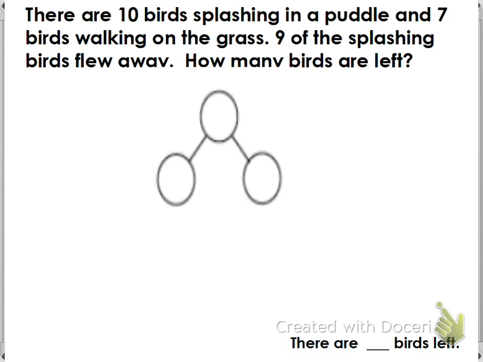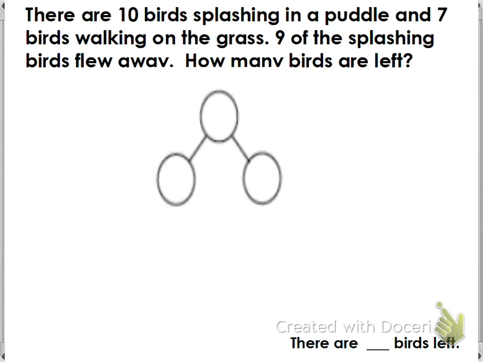It says there are 10 birds splashing in a puddle and 7 birds walking on the grass. 9 of the splashing birds flew away. How many birds are left? I'm going to read it again. There are 10 birds splashing in a puddle and 7 birds walking on the grass.